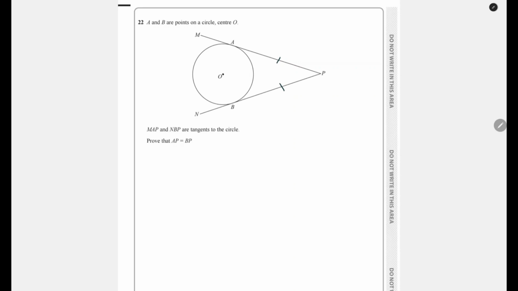So the first thing that we know is the line from the center of the circle to the edge of the circle that touches the tangent is the radius. And we know that the angle between the radius and the tangent is always 90 degrees. So OA is equal to OB, which is equal to the radius, and we've labeled the 90 degrees. The next thing that we know is that the length OP is common between both triangles. And so we can say OP is common.